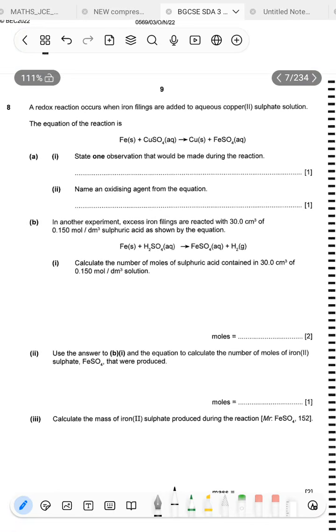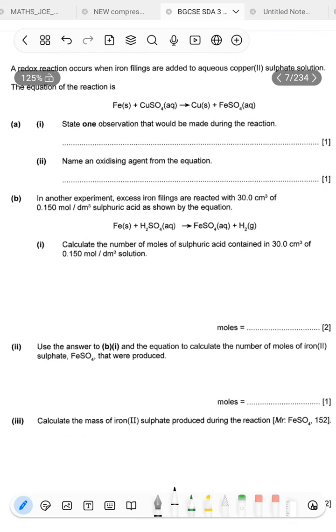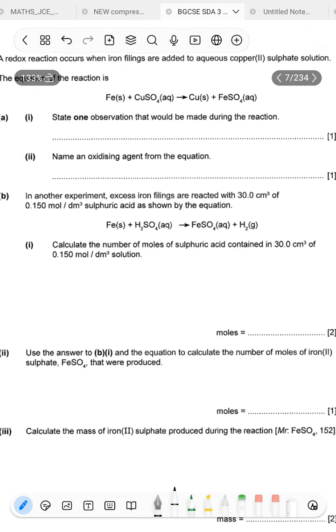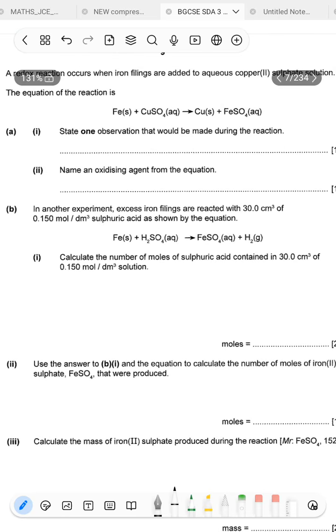Okay, question 8 says, a redox reaction occurs when iron filings are added to aqueous copper 2 sulfate solution. The equation of the reaction is shown there. Okay, so that's a full complete reaction equation there. A Roman figure 1 says, state one observation that would be made during the reaction. Now remember, whenever you have a reaction, you look at the products that are produced. You compare what you started off with and what you ended up with.